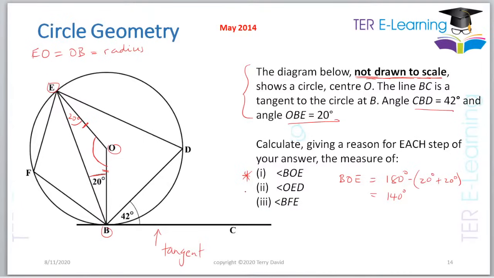Now the next angle they want us to work out is OED. So where is OED? Let me use a different color here. This is O, this is E, and this is D. So OED is this angle here. This is what they want us to find. So how do we find OED? Anybody? What is OED?